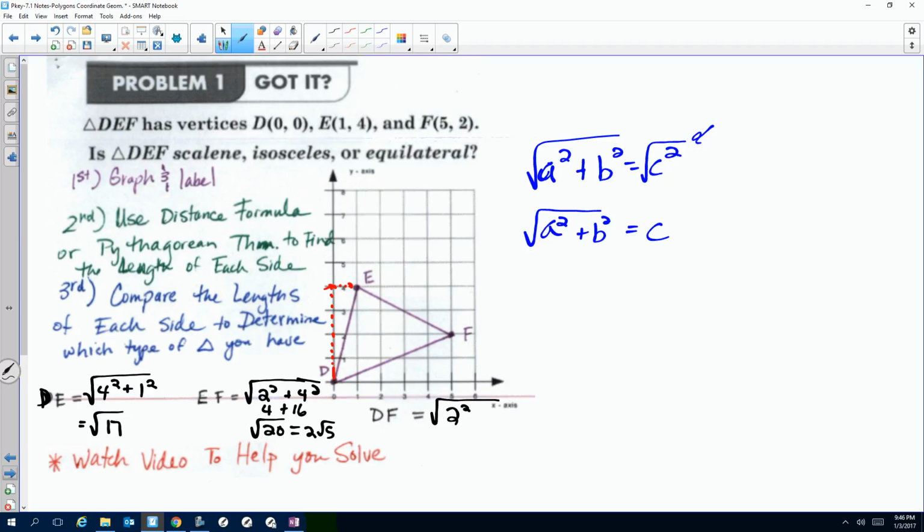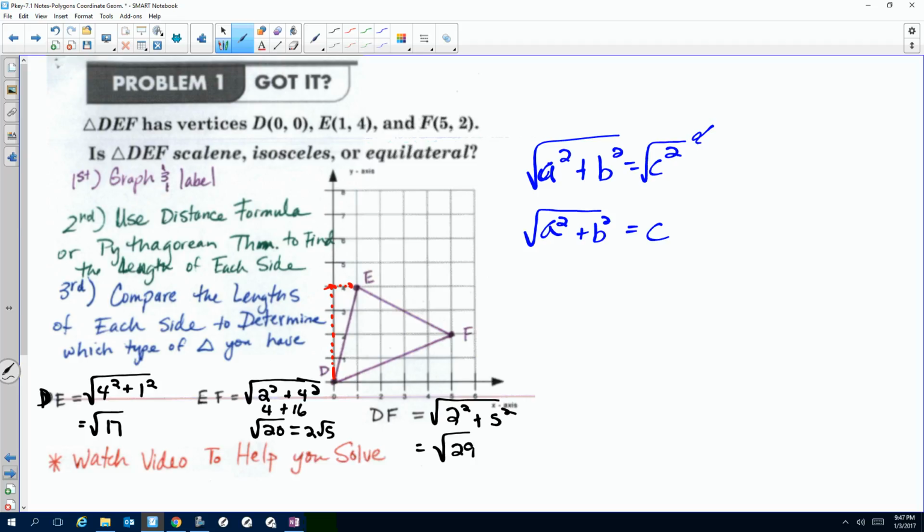So our rise is 2, so 2 squared. Our run, oh, this one's 5. So that's going to give me a different number here. So I have 4 and 25. So we have the square root of 29.